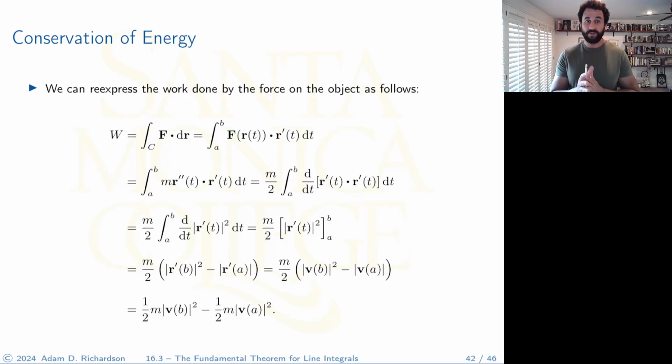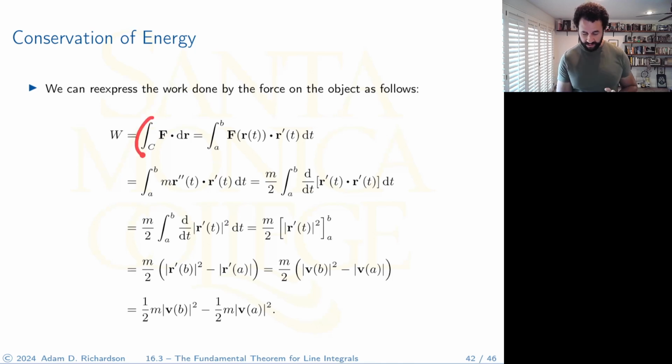Now we're going to re-express the work done by the force on this object through this calculation. So what we're going to do is calculate the work that the force field does in moving an object along the curve C. We're just going to plug in stuff that we already know, and then use one of those properties of the dot product from way back in chapter 12.